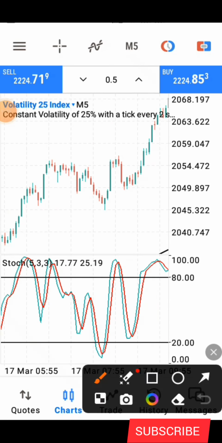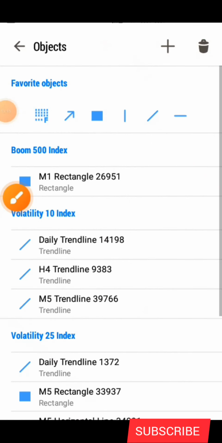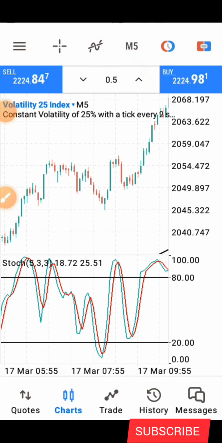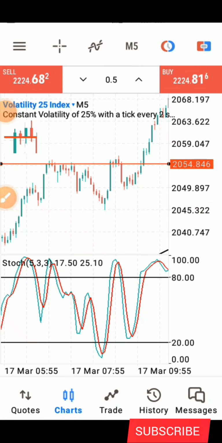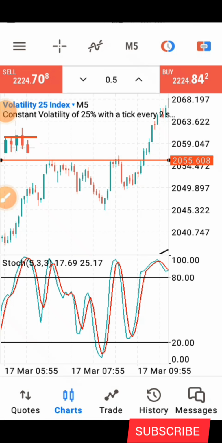What you are expected to do is to draw your horizontal line. You just place it at the most recent structure of the market, at this area. Make sure you use the tip of the candlesticks. You place it here and you just wait for a candlestick to close above it.